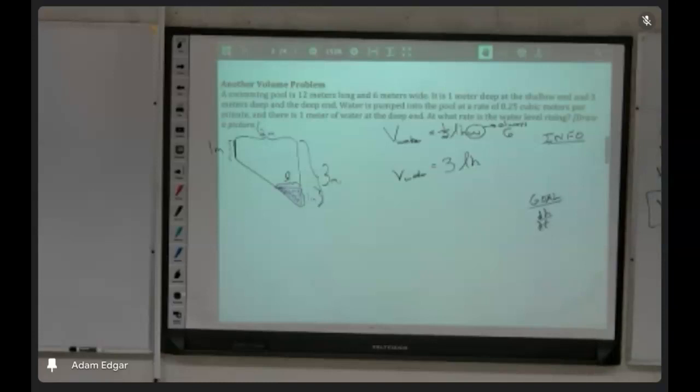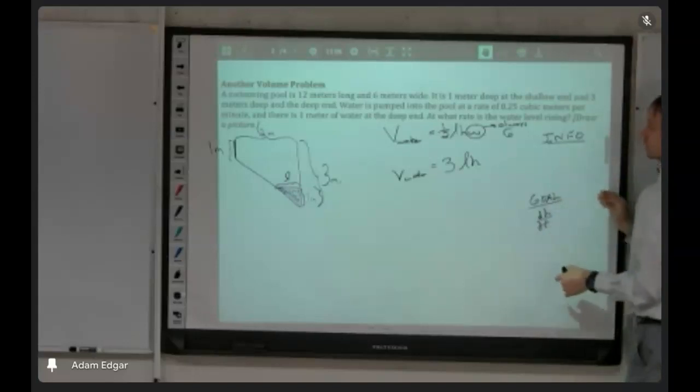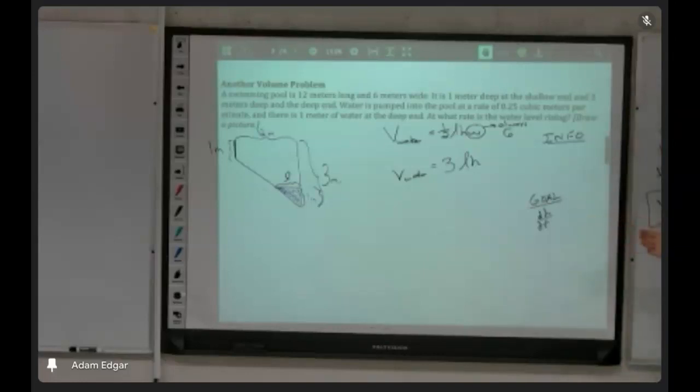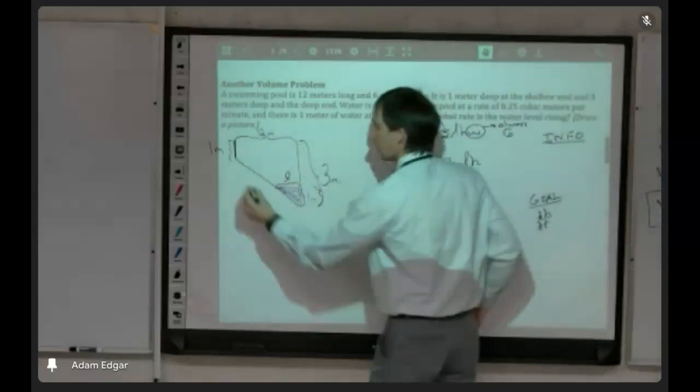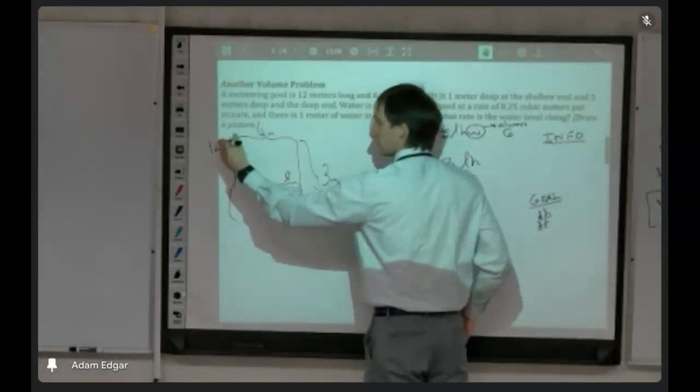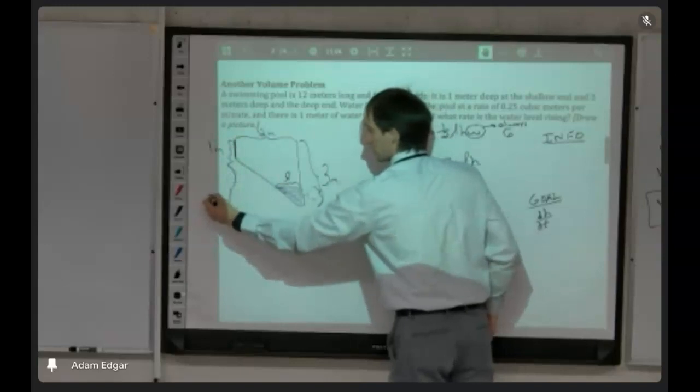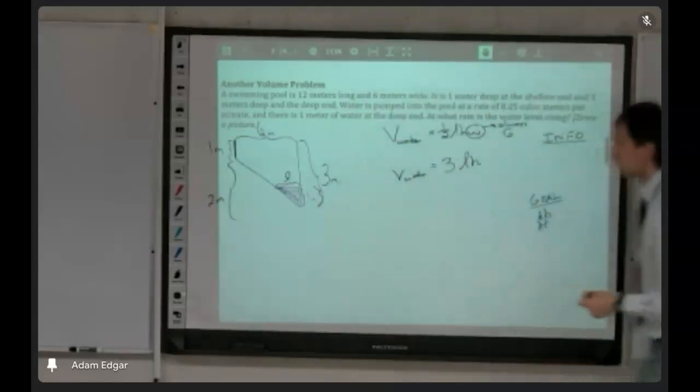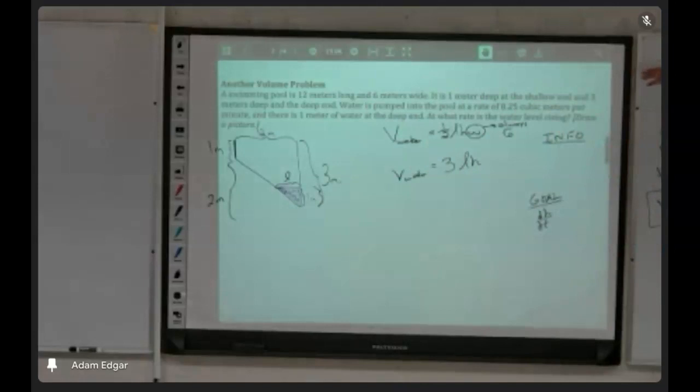Information. What do we know? A lot of things. The length is, now is that the length of the water? No, it's not. That's the length of the whole pool. And what else do we know? It's 1 meter deep. Now, that's the deepness of the water right now, but also the deepness of the shallow end. So we could say they have 1 meter on the shallow end, and then the rest of this is 2 meters to make the whole 3 meter deep in the deep end.